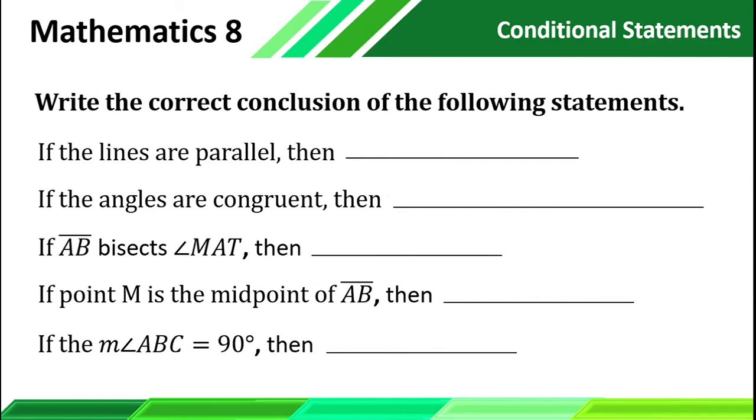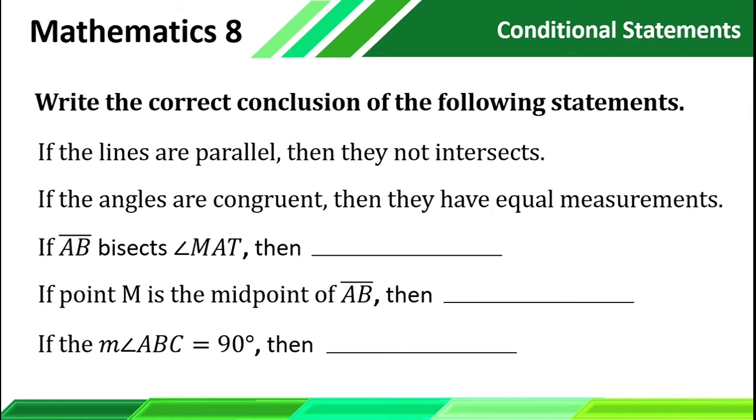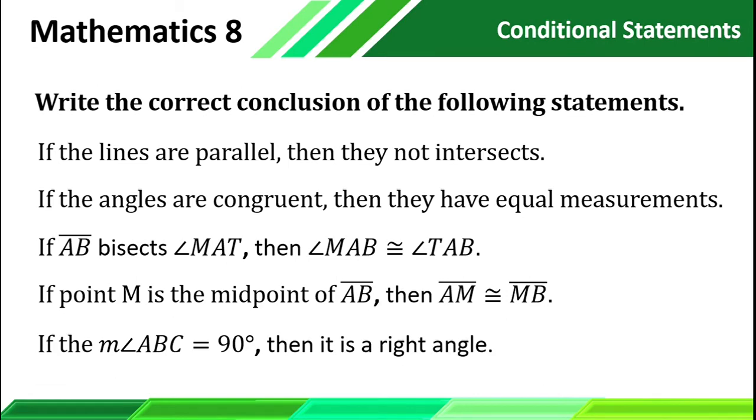On the first sentence, if the lines are parallel, then they do not intersect. Second, if the angles are congruent, then they have equal measurements. If segment AB bisects angle MAP, then we can say that angle MAB is congruent to angle TAB. If point M is the midpoint of line segment AB, then AM is equal to line segment MB. And lastly, if the measurement of angle ABC is equal to 90 degrees, then it is a right angle.